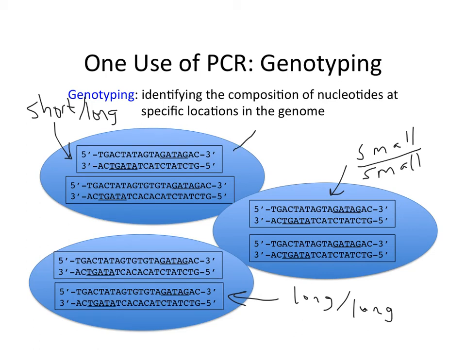So I've already told you that this individual is called a hetero, or different, heterozygote. They're heterozygous. What about short, small, and small, or long and long? What term do we use for those? Homozygous. Homo means same.